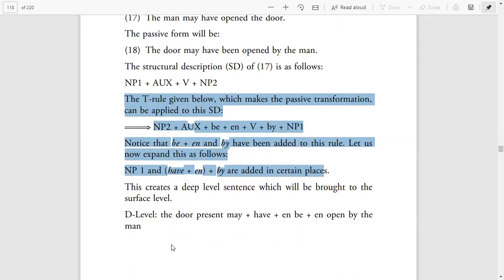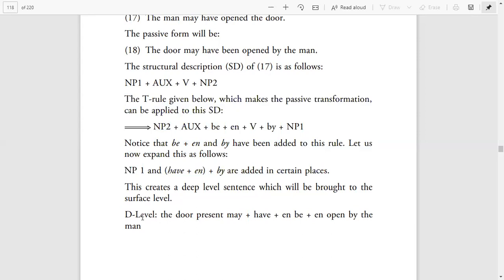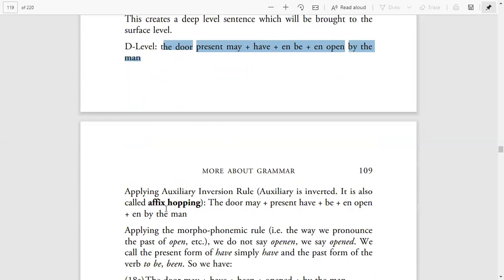So when you apply these things, and then you bring the sentence into a new form, that is at surface level. Deep level, or D level, the sentence can be like this: the door present may plus have plus en, be plus en, open by the man, right? So it can be like this at deep level. When you apply the rules, you have a sentence in a new form, and that is in the form of surface level.